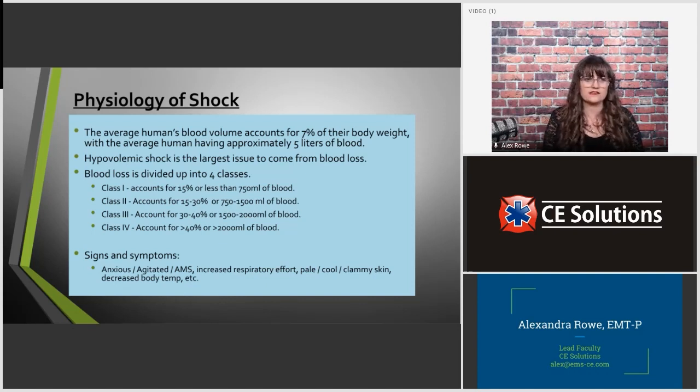Here are the 4 different classes of blood loss. You have class 1, which is about 15% or less. So that's about 750 milliliters or less. Class 2 is about 15 to 30% of blood volume, or 750 to 1,500 mLs of blood. Class 3 is 30 to 40% of your blood volume, so 1,500 to 2,000 mLs. And class 4 is greater than 40% or greater than 2 liters of blood.